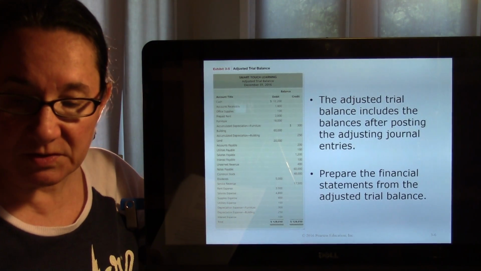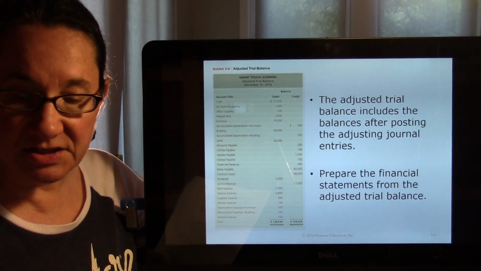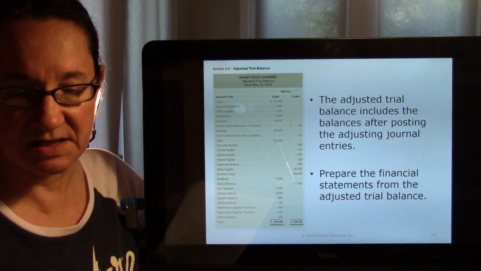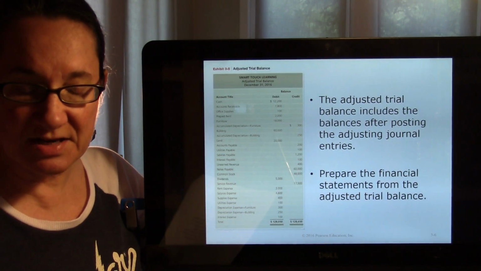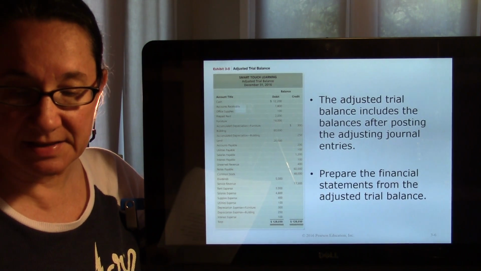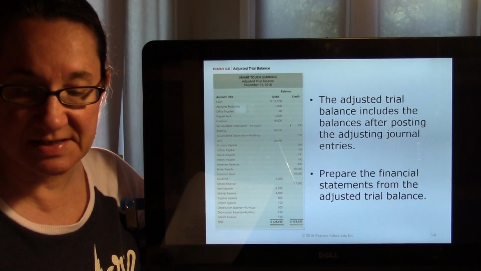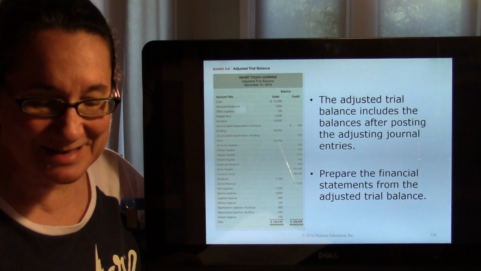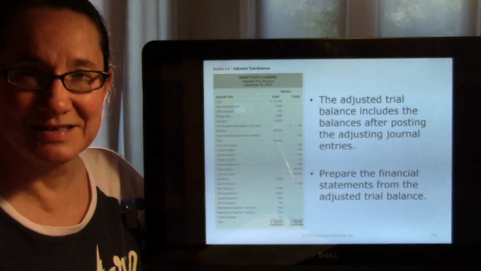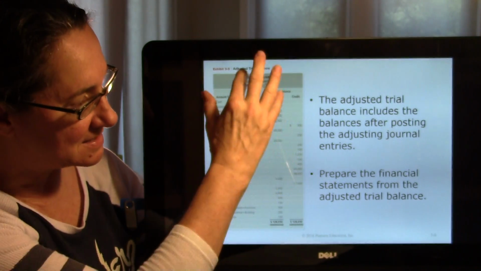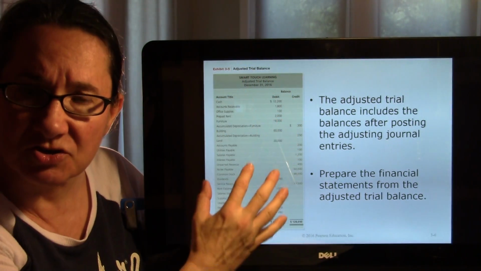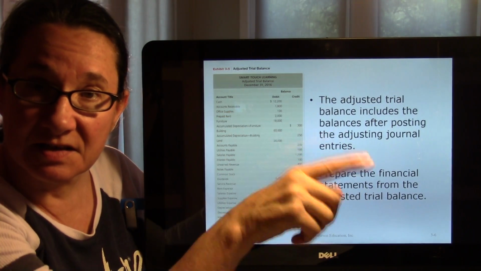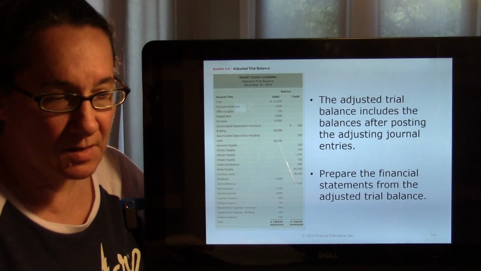The debits are equal to the credits in the adjusted trial balance, which is similar to the unadjusted trial balance discussed in Chapter 2. The information from the adjusted trial balance is used to create the financial statements in the following order: income statement, statement of retained earnings, and the balance sheet. So we're going to take this information, because now these are the corrected balances, right? We did our adjustments. So we're going to take this information to make those financial statements.